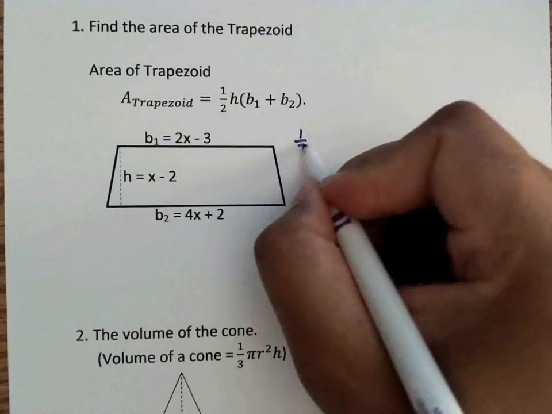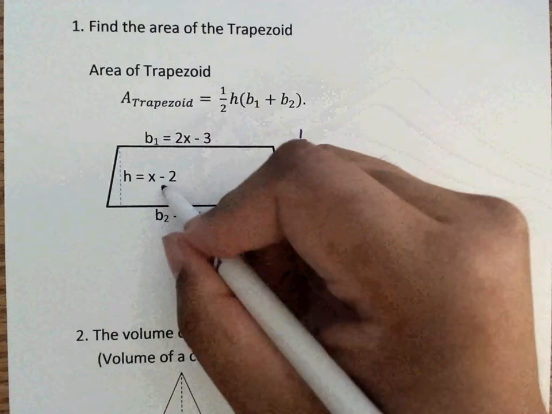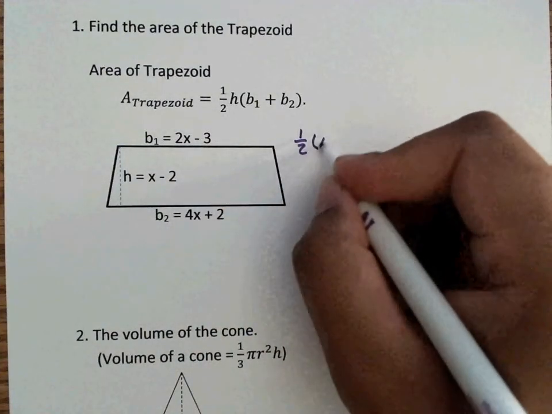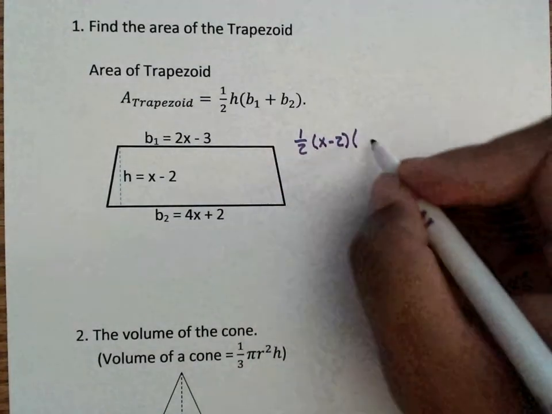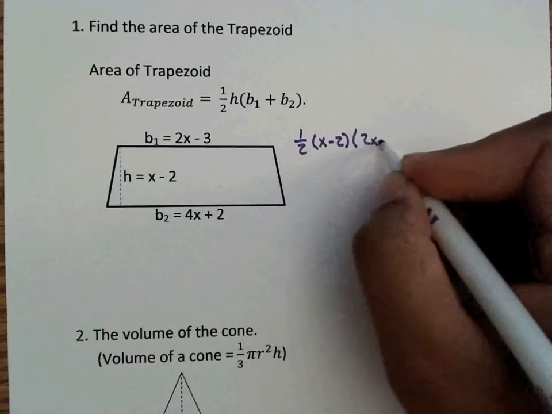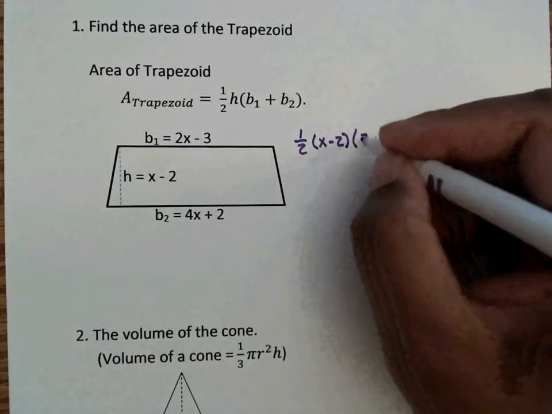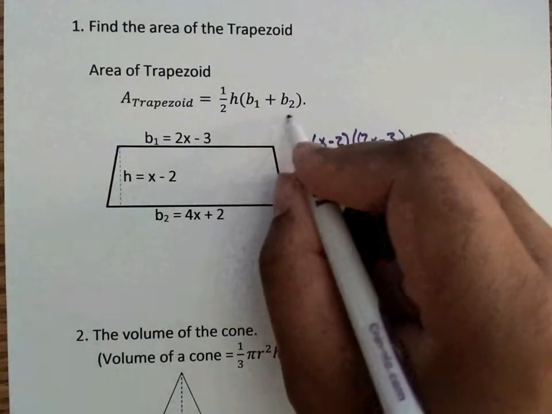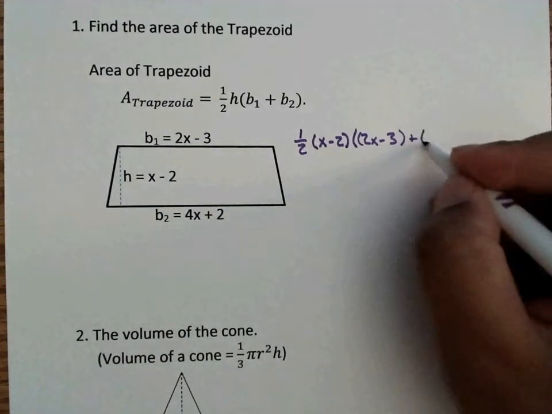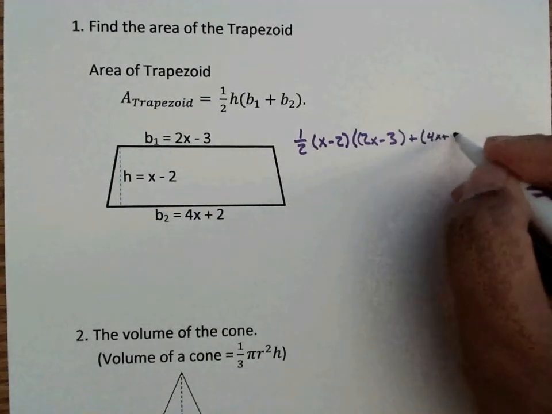So we have 1/2, right? 1/2. Our h is x minus 2, and we're going to put that in parentheses. And then we have b1, which is 2x minus 3. Put that in some parentheses. And then we have a plus. And then we have our b2, which is 4x plus 2.